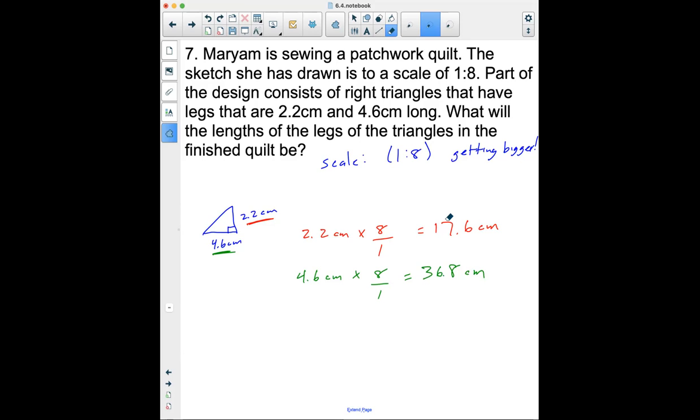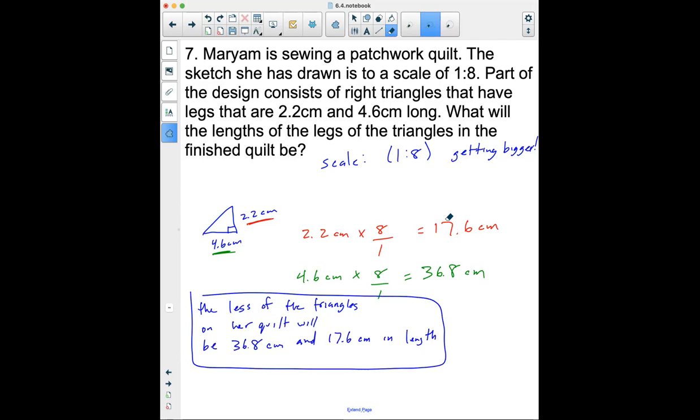Okay, so let's answer this question with a statement and finish up this lesson. The legs of the triangles on her quilt will be 36.8 centimeters and 17.6 centimeters in length.